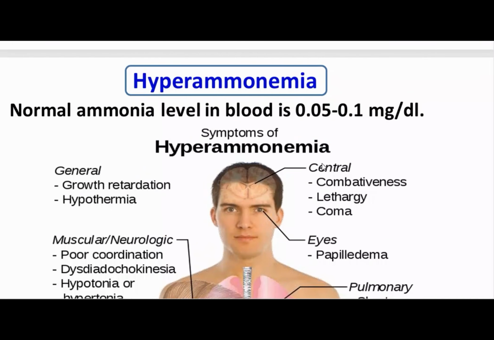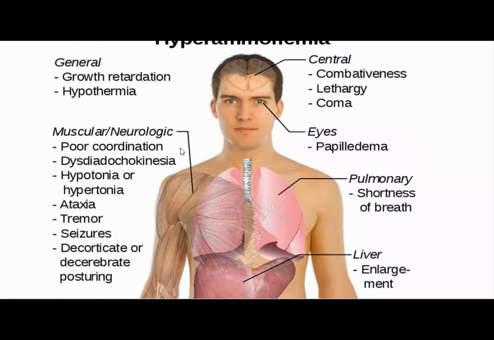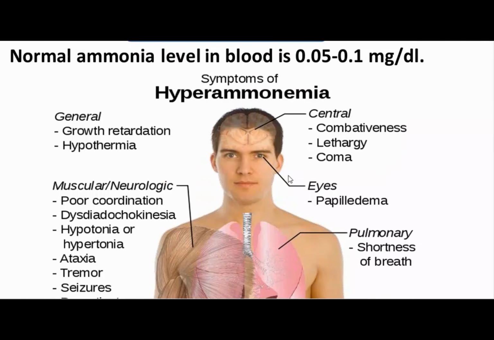Now, one important disease is hyperammonemia. The normal level of ammonia in the blood is 0.5 to 1 mg per deciliter; if it is increased, hyperammonemia occurs. The symptoms of hyperammonemia are lethargy, coma, growth retardation, hypothermia, poor coordination like ataxia, and seizures. These affect the central nervous system, muscles, eyes, pulmonary system and liver; everywhere these symptoms are seen.